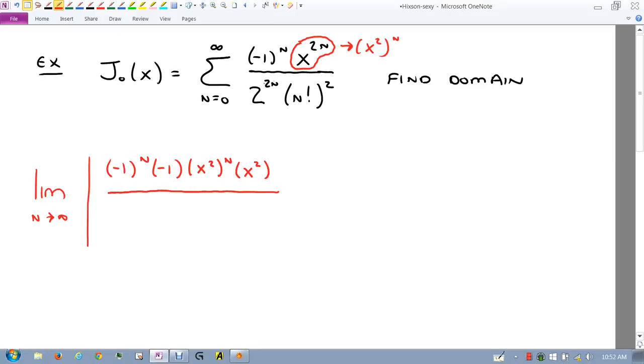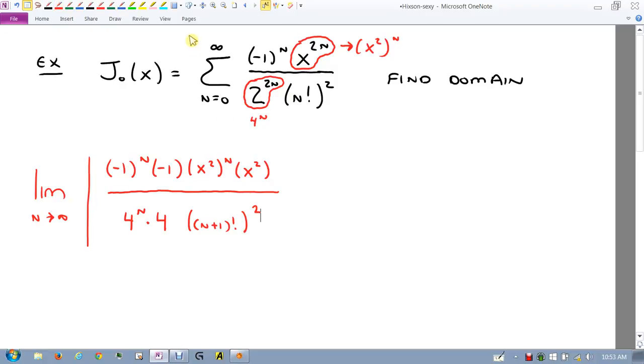Over, and then I could rewrite 2 to the 2n as what? 4 to the n, couldn't I? So this is 4 to the n times what? 4, just 4, okay? And then this one I can't really get around. This is going to be (n plus 1) factorial squared.